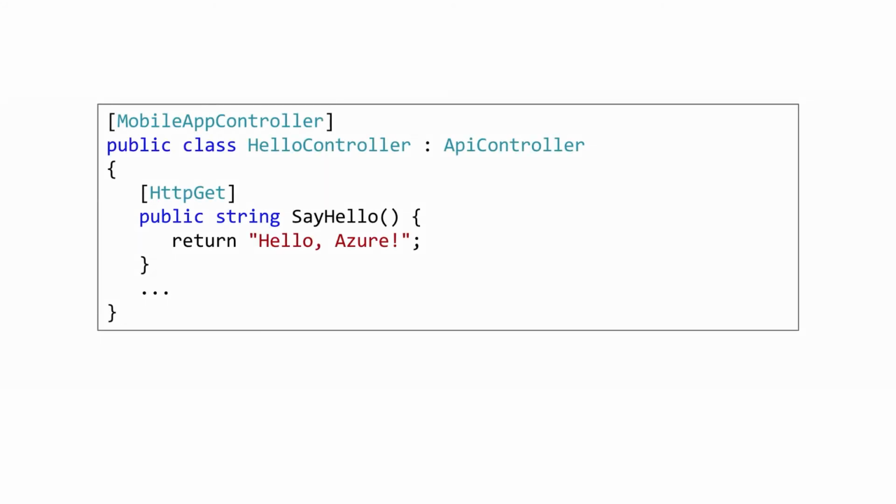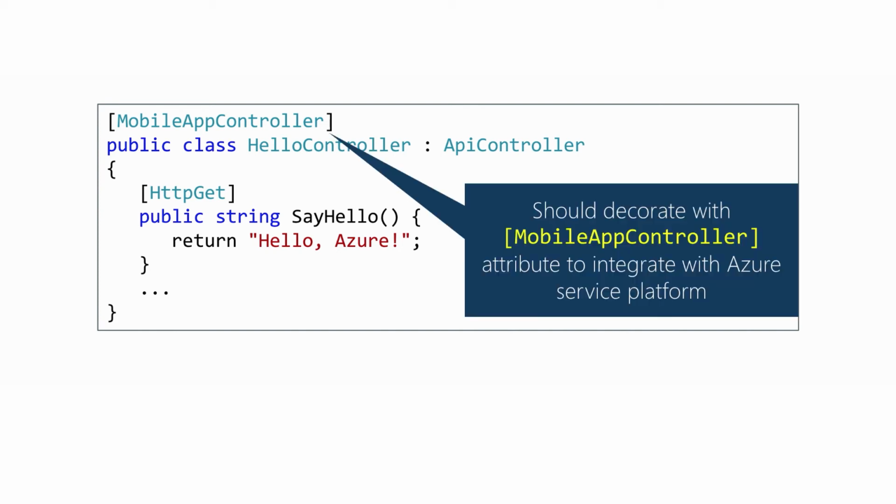Now, we've been focusing mostly on exposing data tables from our service, but you can also expose basic APIs by deriving from the Web API base class ApiController. This works the same way as the table controller, but it doesn't supply any database connection. You can name the methods Get, Post, Put, or you could use attributes as you see here. The one thing you should be sure to do is add the MobileAppController attribute.